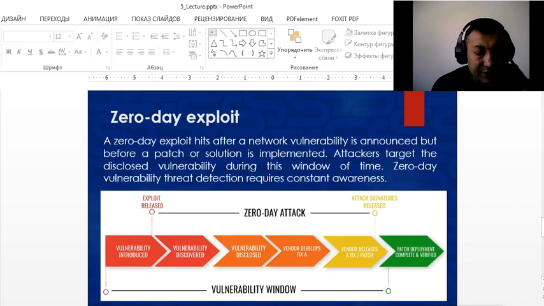Zero-day exploit. A zero-day exploit hits after a network vulnerability is announced, but before a patch or solution is implemented. Attackers target the disclosed vulnerability during this window of time. Zero-day vulnerability threat detection requires constant awareness.